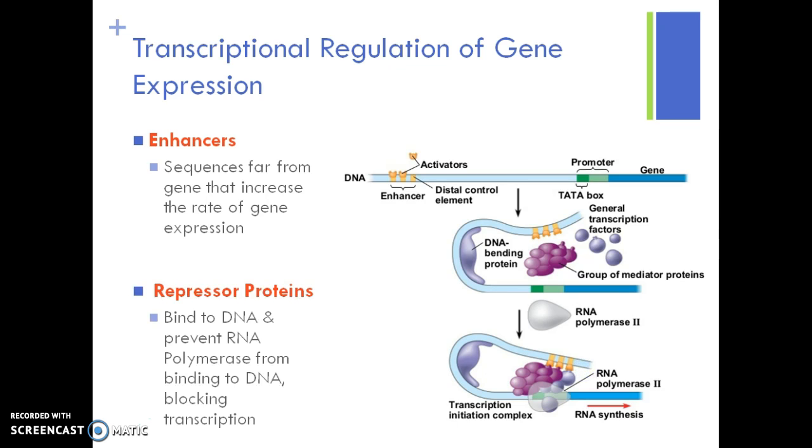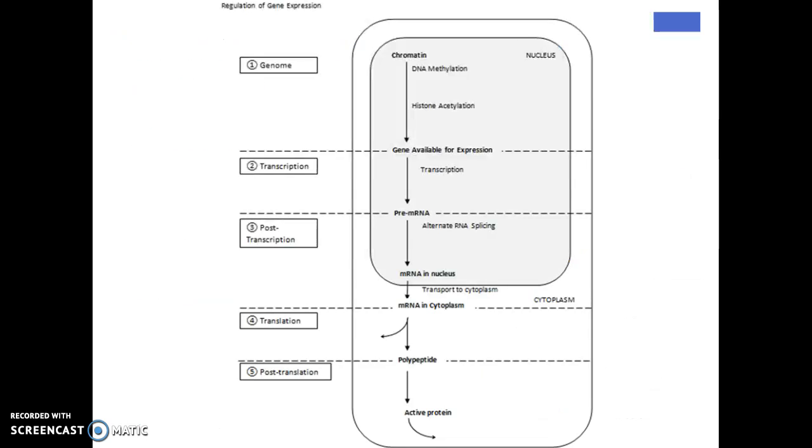We also have things that are called repressor proteins. These are similar to the repressor proteins that you learned about in the operon system. They're going to bind to the DNA and prevent the RNA polymerase from binding, which ultimately blocks transcription. We're not going to create messenger RNA. We're not going to make any proteins. The gene is not expressed.